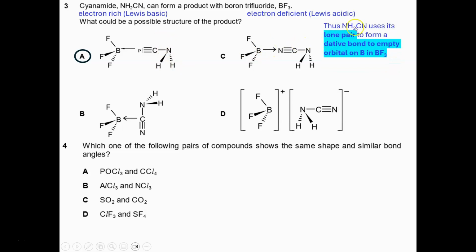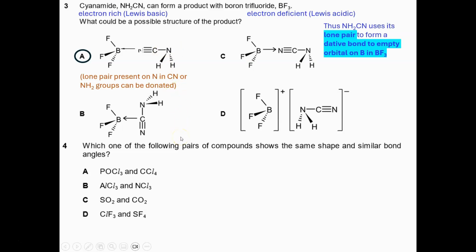So what happens when they react is that the cyanamide will use one of its lone pairs to form a dative bond to the empty orbital on the B atom in BF3. So in this diagram, it shows the lone pair on the cyanide N being donated. But in actual fact, we can also donate the lone pair on this end.